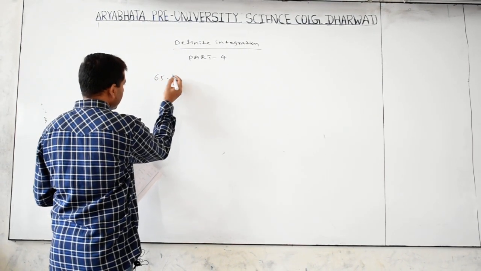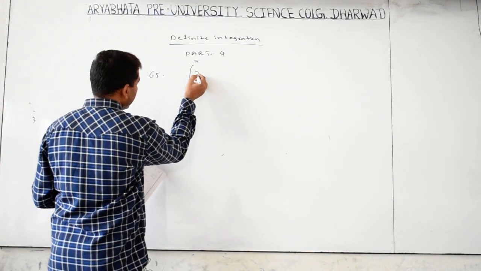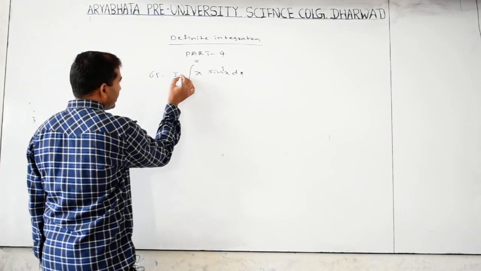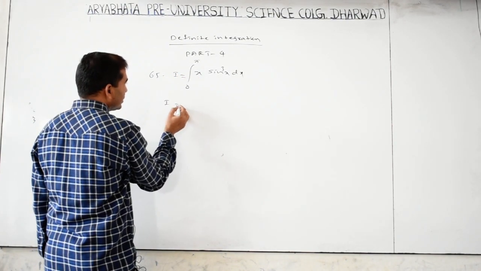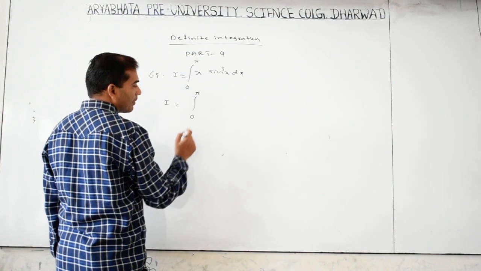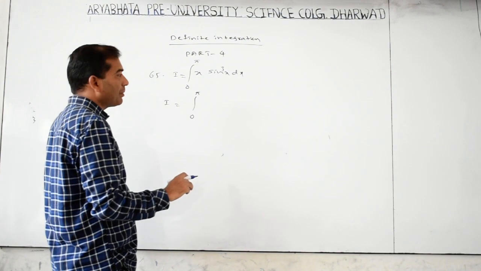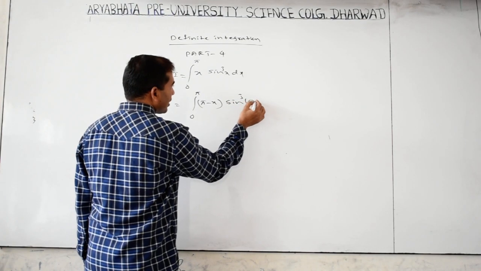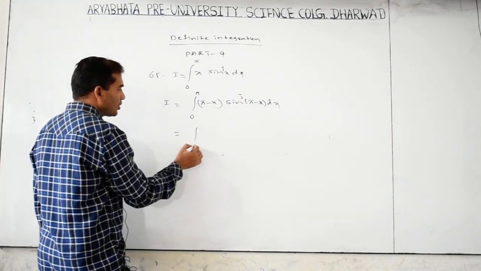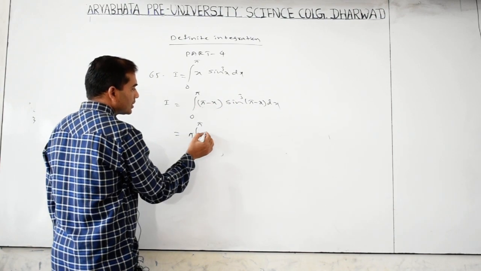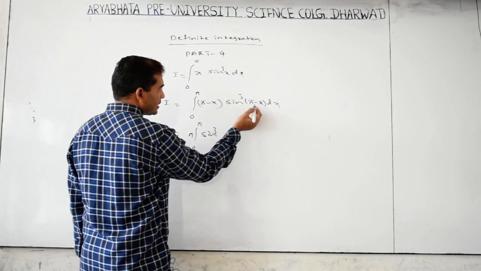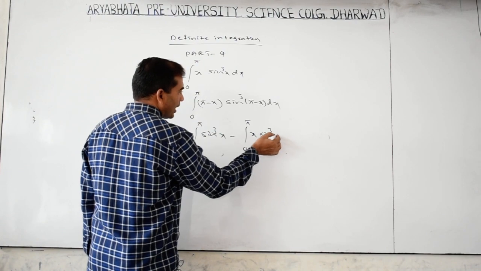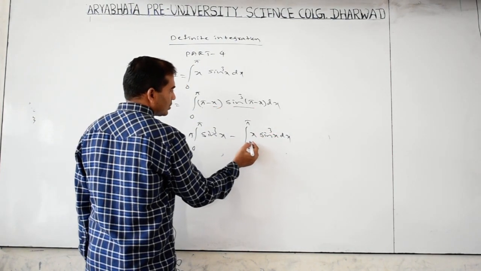Now I am going to discuss question 65: integration of 0 to pi, x into sine cube x dx. Let this be I, because we have to eliminate x. Use the property 0 to a f of x dx equals 0 to a f of a minus x dx. In place of x, pi minus x: sine cube of pi minus x dx, 0 to pi, into sine cube of (pi minus x), which is sine cube x, minus 0 to pi x into sine cube x dx. This into this, so this is equal to I.